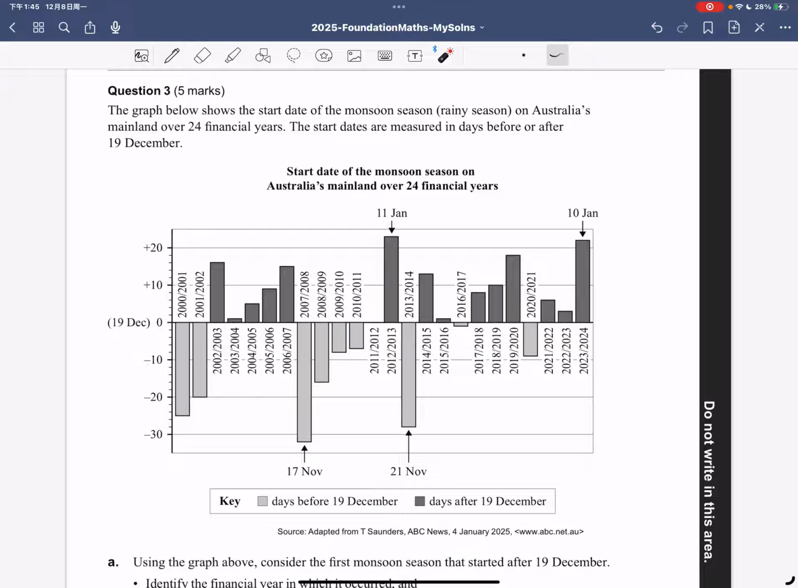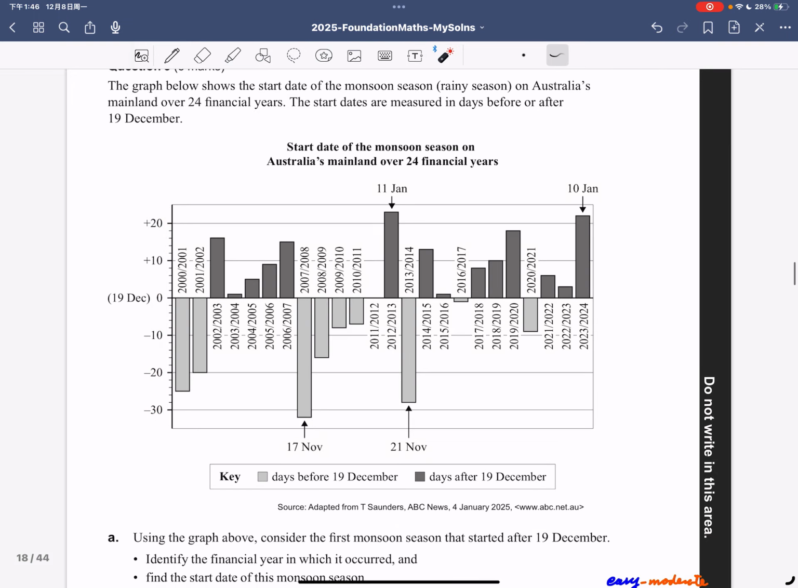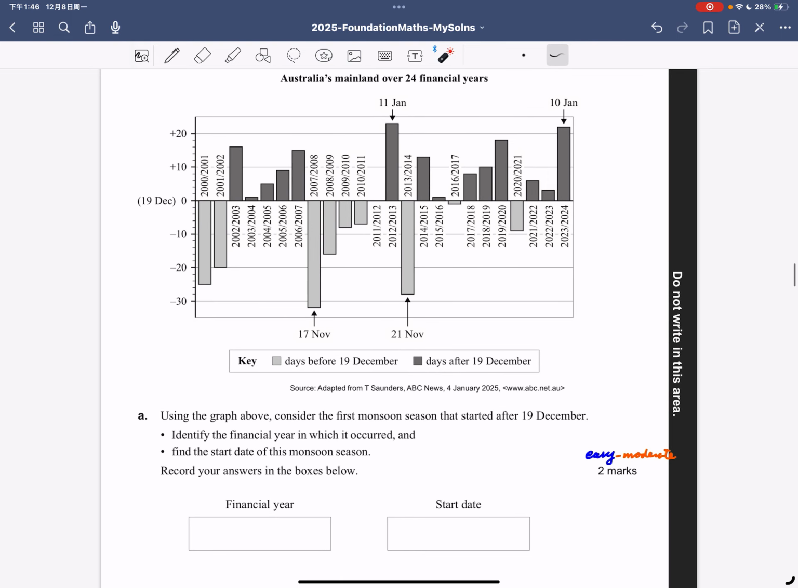And if you look at the way they construct this number, this horizontal line is like the 19th of December, up to plus 20 or more, let's say minus 30 something. So it's like 20 days ahead or minus 30 days before, something along this line. Now, using the graph above, consider the first monsoon season that started after 19th December. Identify the financial year in which it occurred. The first season. Find the start date of the monsoon season. Record your answers in the boxes below.